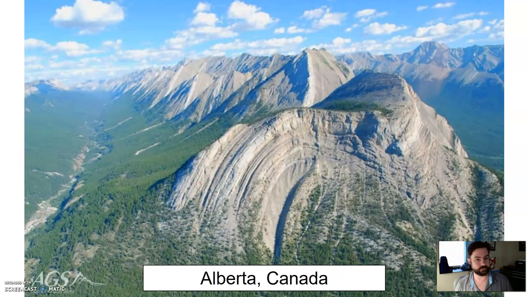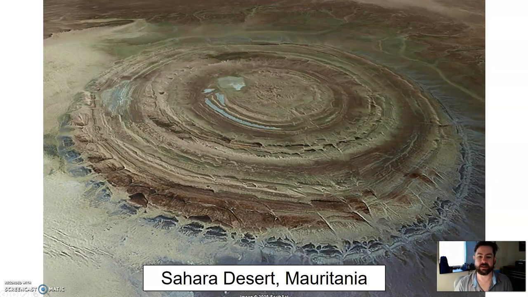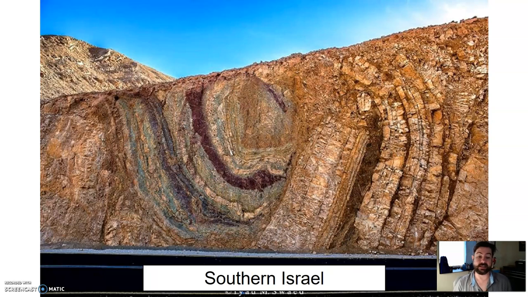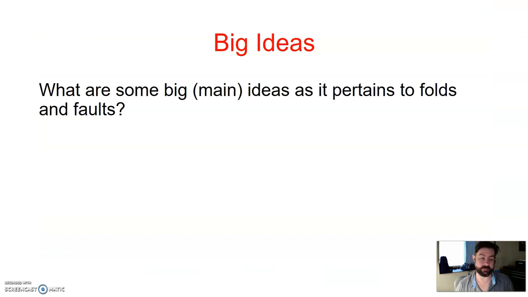In the UK, Canada, a wonderful anticline paired with a syncline. Awesome stuff. Mauritania, here's a dome or a basin. Some more folds in Namibia, looks like more of a tilted syncline. Israel, I don't even know what's going on here. I see folds, I see faults. There's a little bit of everything going on here. Some craziness. So this is a shorter unit.